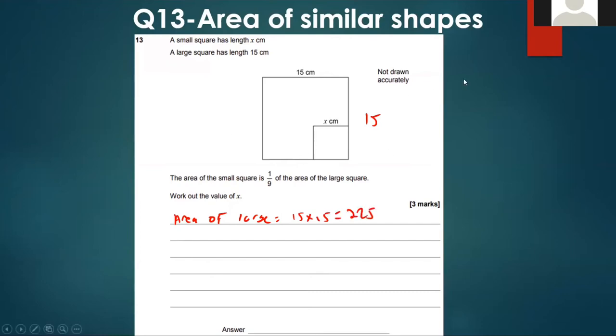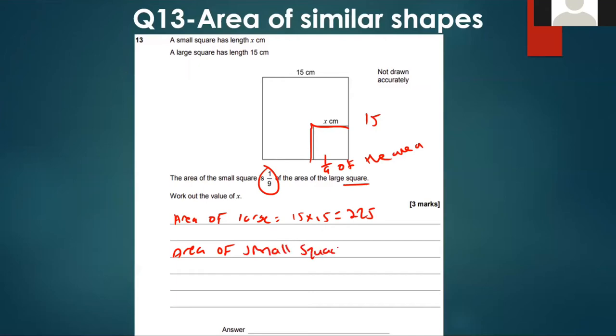So what we've got to then do is say that a large square has length 15 centimetres times 15 centimetres. It says the area of the small square is 1/9 of the area of the large square. Well, if the large square is 225, and this is 1/9 of it, then to work out the area of this one, we've got to work out 1/9 of the area of the big one. So I'll just write the area of the small square here.